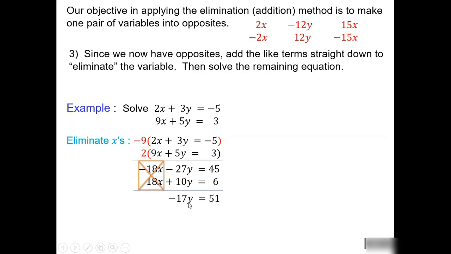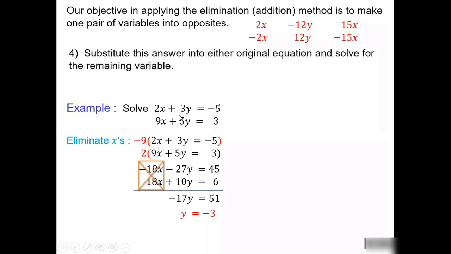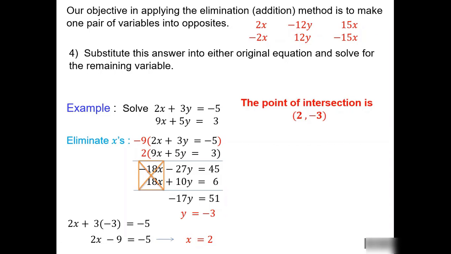Therefore, we're left with negative 17y equals 51. And when we divide by negative 17, we get that y is equal to negative 3. So now that we have one of the variables, we can take that value and plug it into any one of the equations. I'm going to choose the top equation. If we replace y with negative 3, then we get 2x minus 9 equals negative 5. And by moving everything around, adding 9 to get 4 and dividing by 2, we get that x is equal to 2. So my point of intersection is (2, negative 3).